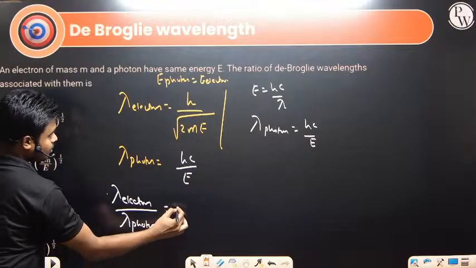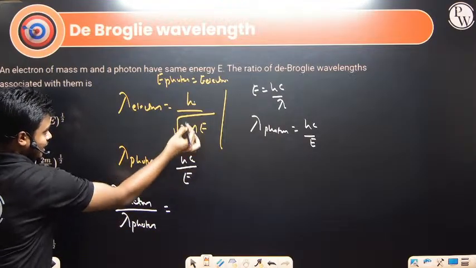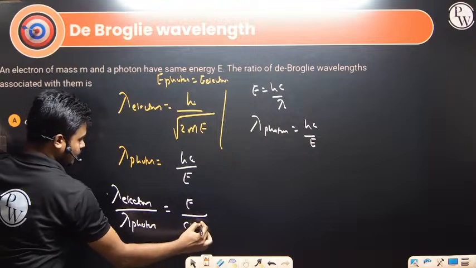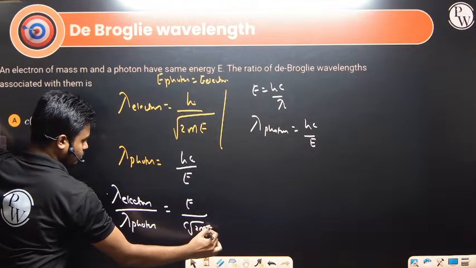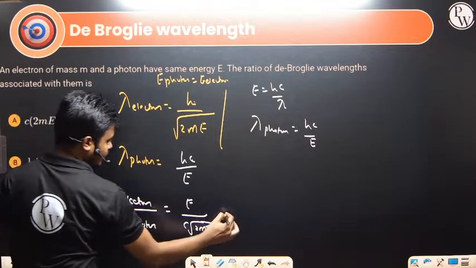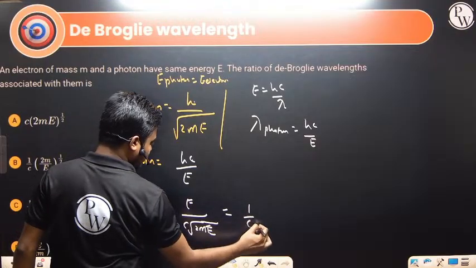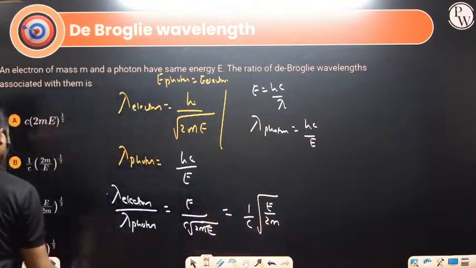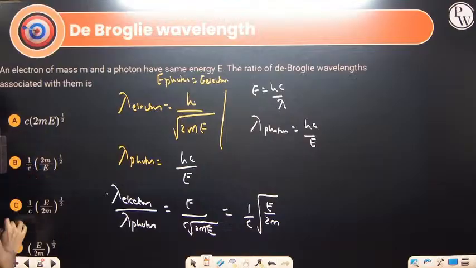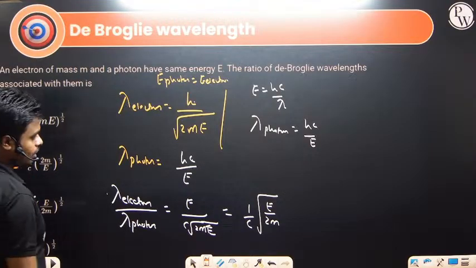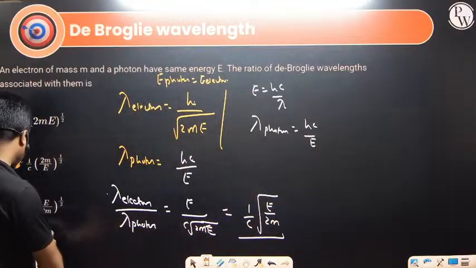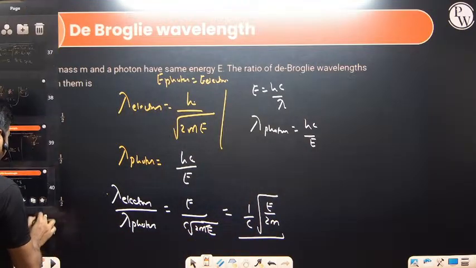So dividing this and this, h and h cancel, E will go up, E by c under root 2m into E. So this particular term we are getting is 1 by c under root E divided by 2m. So this is 1 by c, E divided by 2m to the power half. So the answer is option C. So this is what we have.